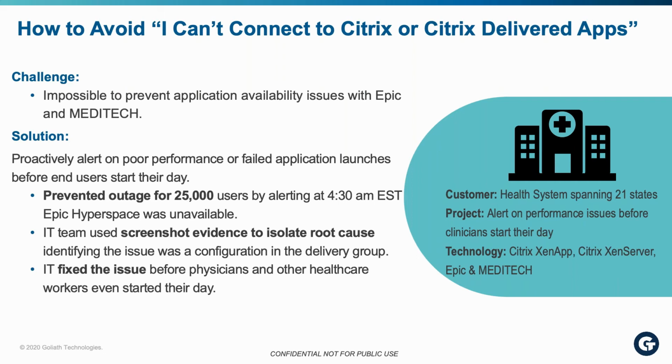And so we worked with them and said, what if we could do this automatically? What if we could proactively monitor all of your business applications and alert you anytime they were down or having a performance issue? So we went ahead and implemented that. Now they avoided that manual effort. But more importantly, they were able to prevent an outage for over 25,000 users by being alerted at 4:30 in the morning that one of the apps inside Epic Hyperspace was unavailable.